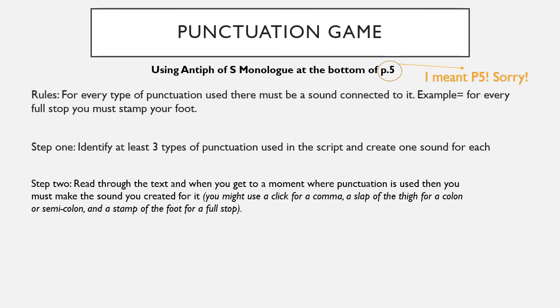All right, then once you've done that, I would like you to read through the text, and when you get to a moment where punctuation is used, you must make the sound you created for it. So for example, you might use a click for a comma, a slap of the thigh for a colon or a semicolon, and a stamp of the foot for a full stop. All 3 forms of punctuation were in that small phrase.